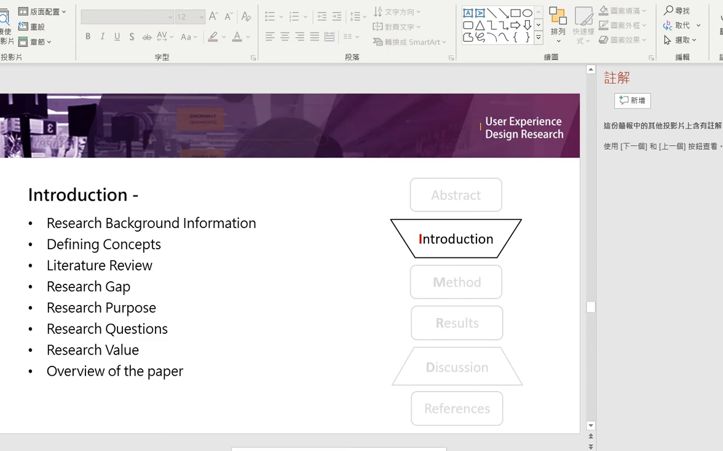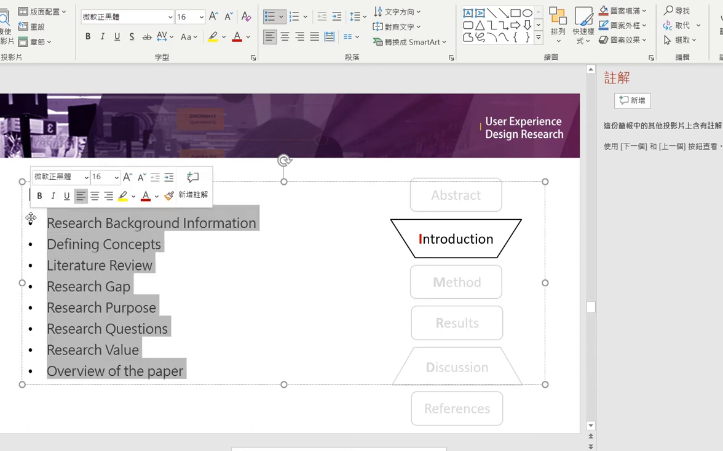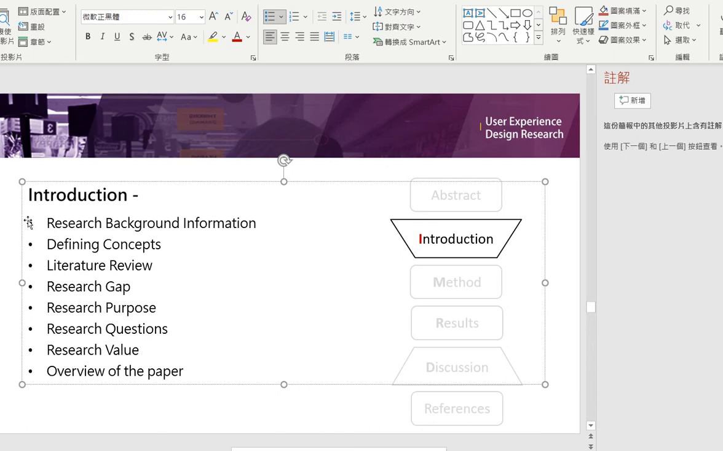Okay. So next is the introduction. In the introduction, you have to finish some subtopics like research background information, defining concepts, literature review, research gap, research purpose, research question, research value, and overview of the paper. I think you will probably learn these in another class, so I don't want to spend time explaining them. This page is just to show that if you want a complete introduction, you have to do everything in this chapter.